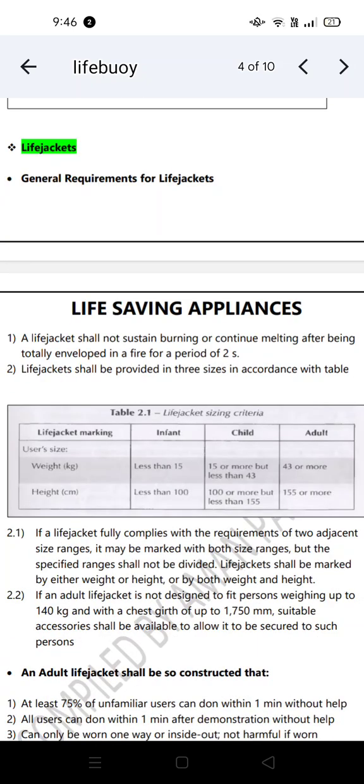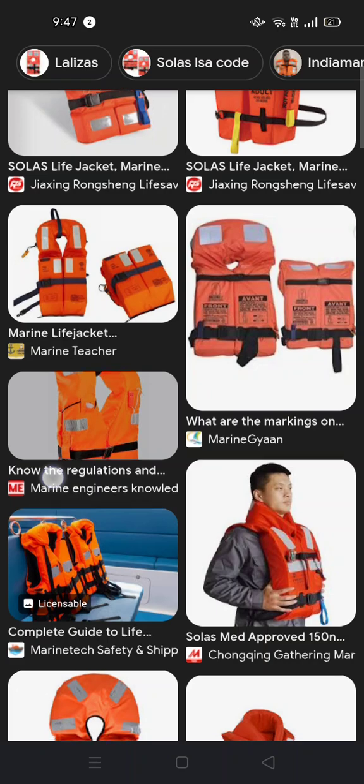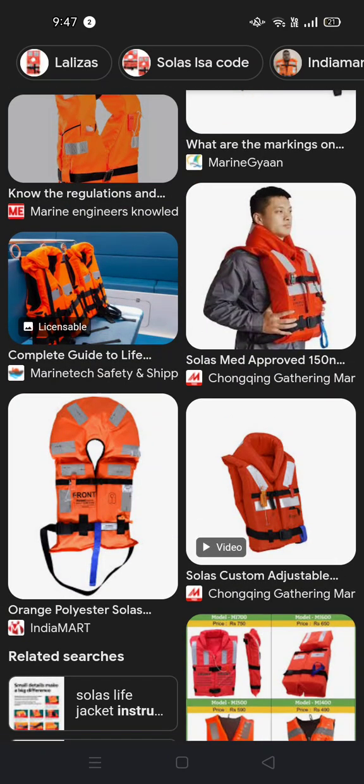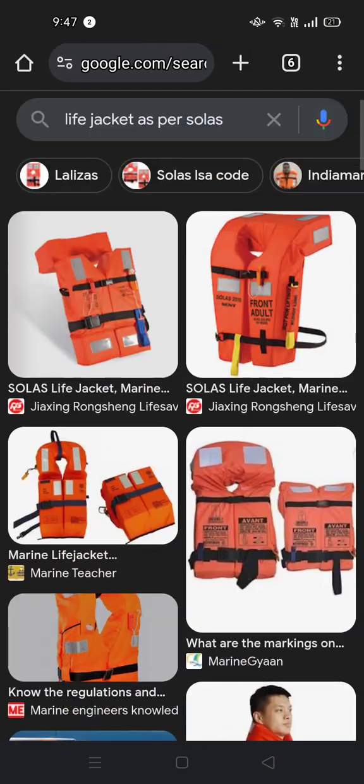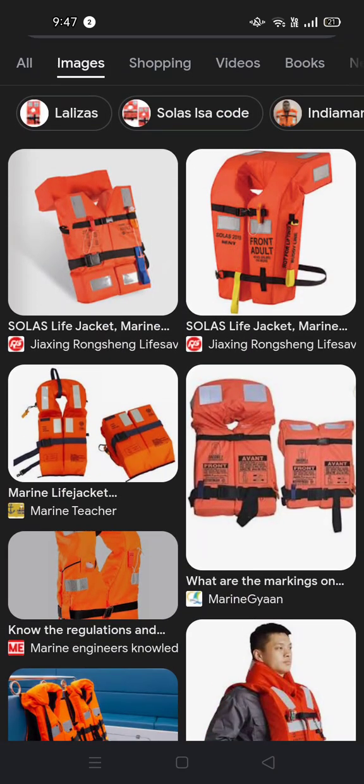Now coming to the life jacket. So you can see this life jacket. It has some very basic requirements. So let's start with the requirements of this life jacket.